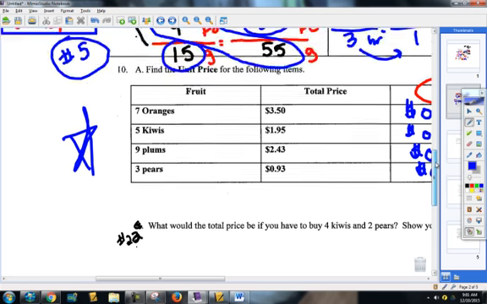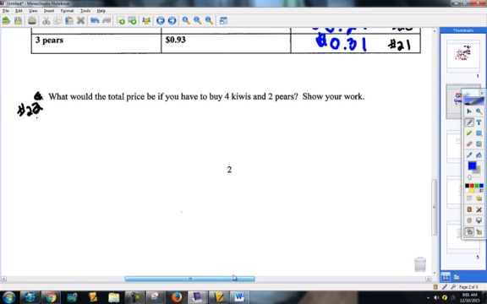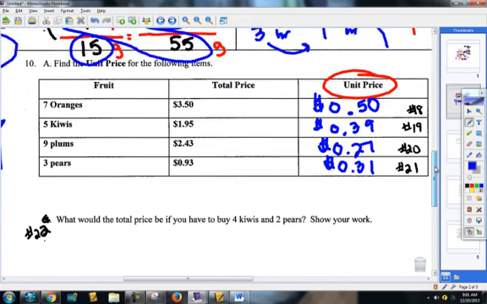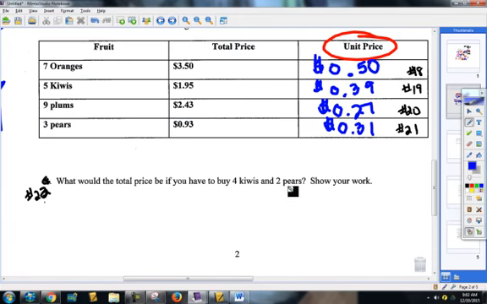Okay? All right, now we've got to figure out what would the total price be if you bought 4 of this and 2 of this. Now, obviously a lot of you, I was getting a lot of weird answers. I had a lot of people getting like these weird decimals, and I don't understand why you guys are making it so much harder than it has to be. Just do 2 separate proportions. It makes it so easy.